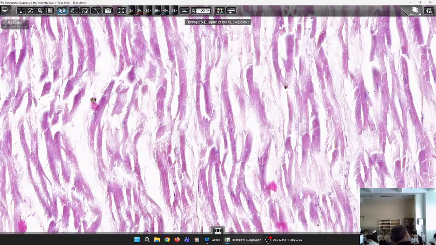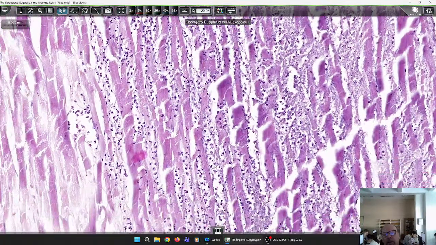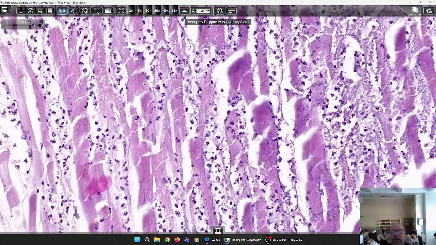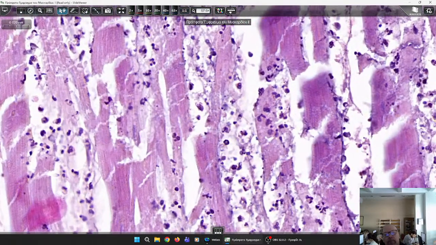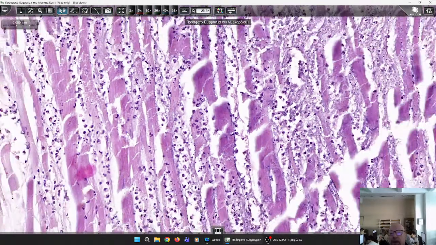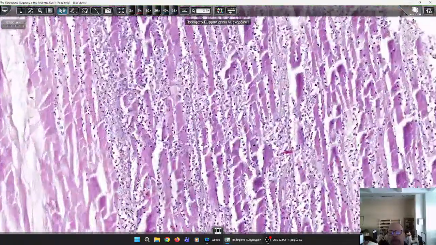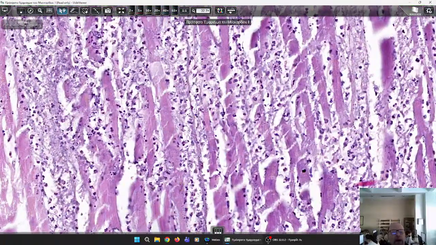But after 12 hours, the neutrophils come. So you have the acute infarct. Here you can see that apart from the necrotic myocardial fibers, there is an increased number of infiltrating neutrophils, very easily recognized by the configuration, the lobulation of their nuclei. So this is the acute infarct. It's very easy to recognize it.